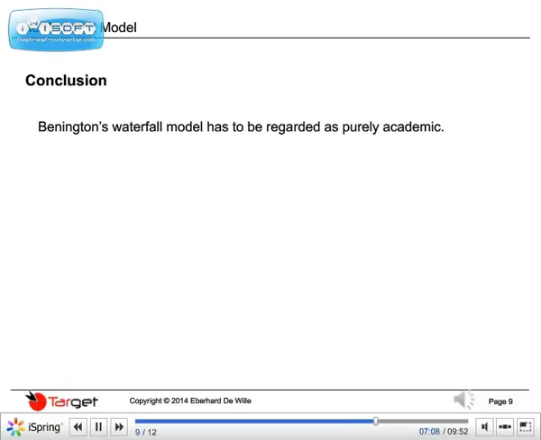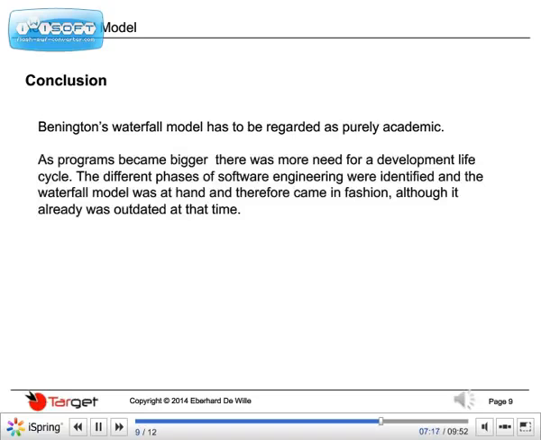However, the demands of the time for a process model were so small that the waterfall model remained basically without attention for many years. As programs became bigger, the need for a better requirements phase, some more thoughts on the design, and better testing were needed. Programmers found it more and more difficult to keep an abstract of the program in their mind and transfer it into code. Also, the thought of having a separate testing phase performed by dedicated testers evolved between the late 1960s and 1970s. The different phases of software engineering were identified, and the waterfall model was at hand and therefore came in fashion, although it already was outdated at that time.